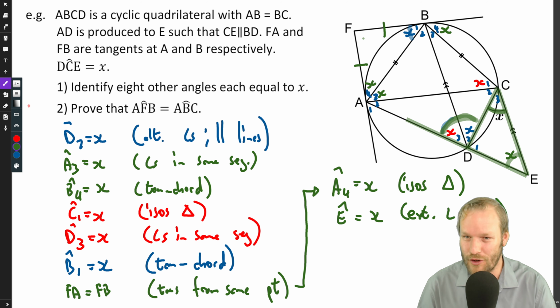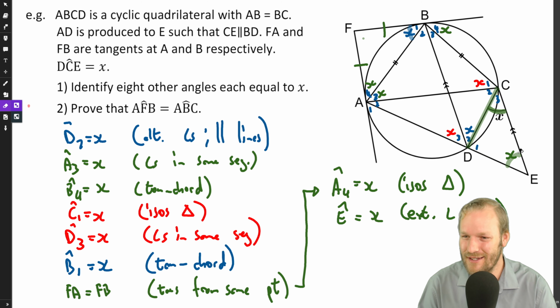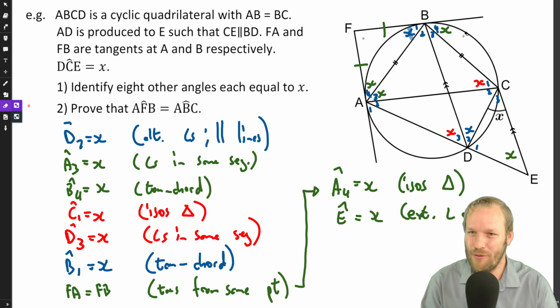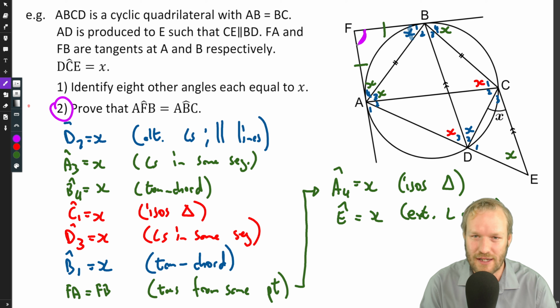Now you may have gone about that a different way, because you might have found other angles in terms of x and then got there. Or perhaps there's another one hiding in the diagram that's equal to x that I've missed. Well, so be it. Okay, cool. So that's that one. We've got a whole lot of things in terms of x, and we're going to look at our final question here, which is prove that AFB, that's this angle up here, is equal to ABC.